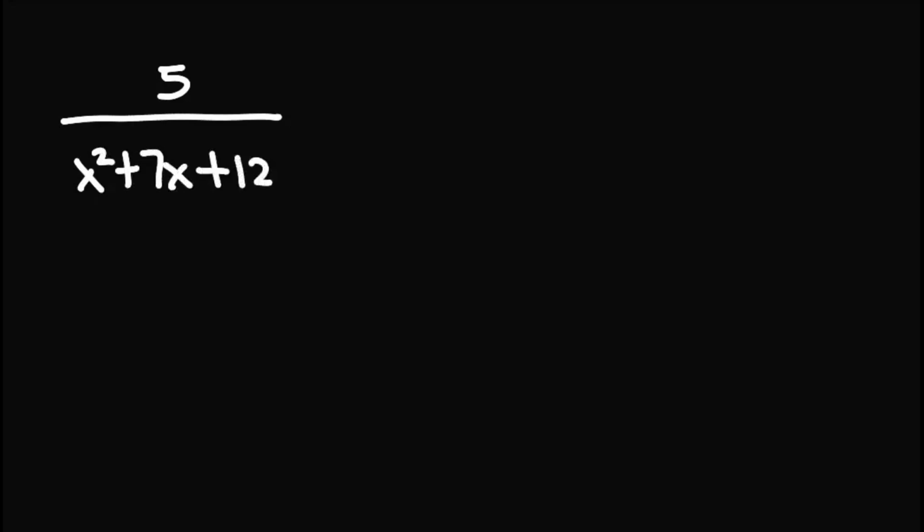Let's move on to this second to the last example. Let's have 5 over x squared plus 7x plus 12. Now in here, it's not quite easy to see what values of x will make the denominator 0, but observe that this is a quadratic trinomial. So we can factor it out.